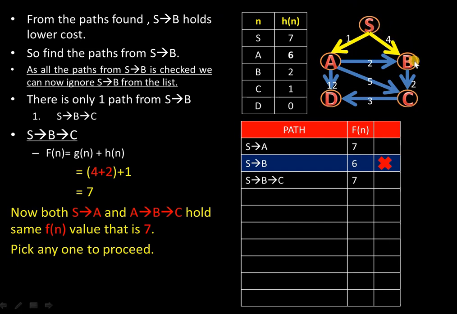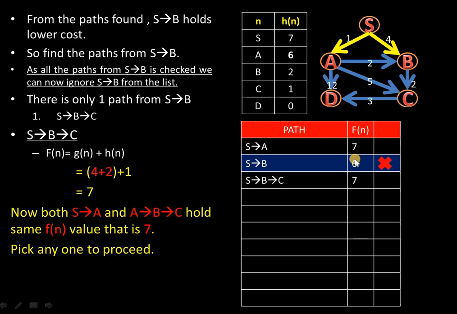So s to b is already there and we have to find the paths from s to b, that is s to b to c. Only there is a node c which is coming from b. That's why the next path from s to b is s to b to c. So see here, this is an array actually. For implementing this particular algorithm, we are using 2 arrays, close and open.